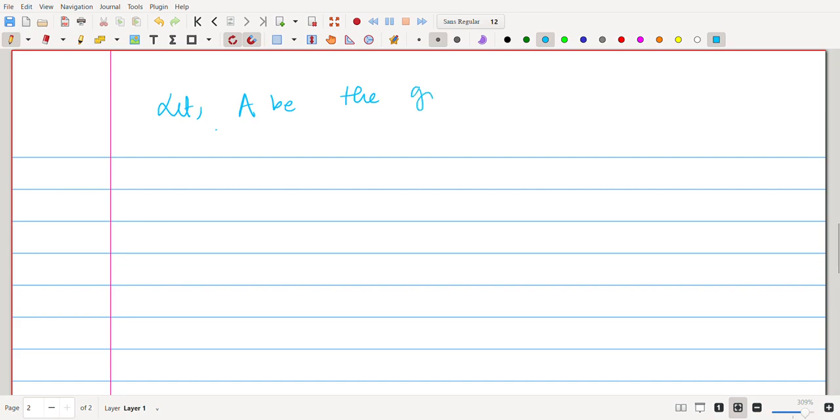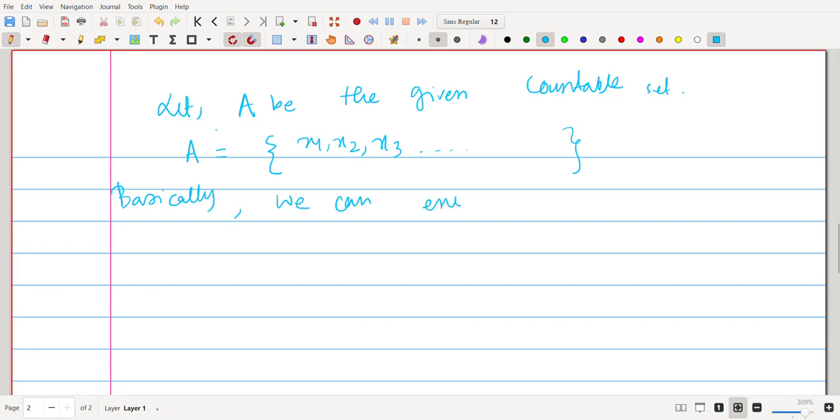Let A be the given countable set. Since A is countable, we can write A as x1, x2, x3 and so on. It could be finite, it could be infinite. That is not an issue. Basically, we can enumerate A, right? We can count the elements of A because A is countable. So it could be finite, but at most it is countable, as given. So we can write it in this way.